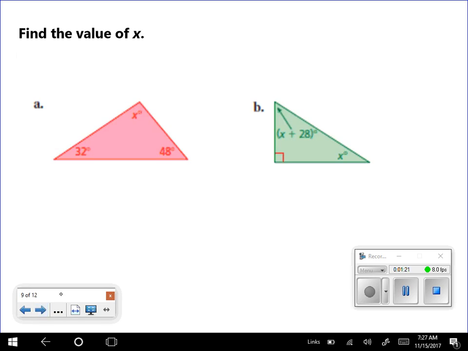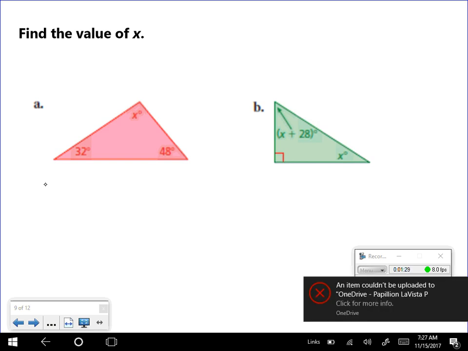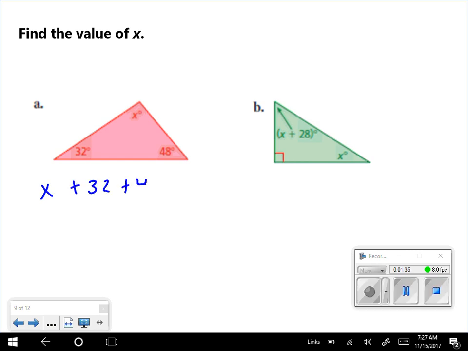So the first one here, this red one, we have x, 32, and 48. Okay, so yes, I do want you to set up the equation. So I'm going to say x plus 32 plus 48 equals 180. I realize you may be able to do some mental math in your head, but as the problems get a little tougher, like on B, we need to make sure that we write it all out so we have a good idea of what's going on.